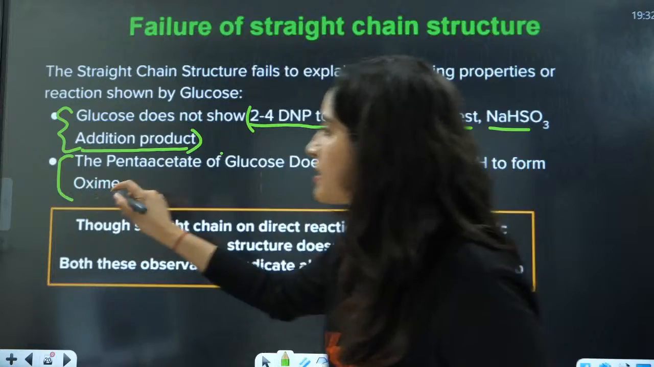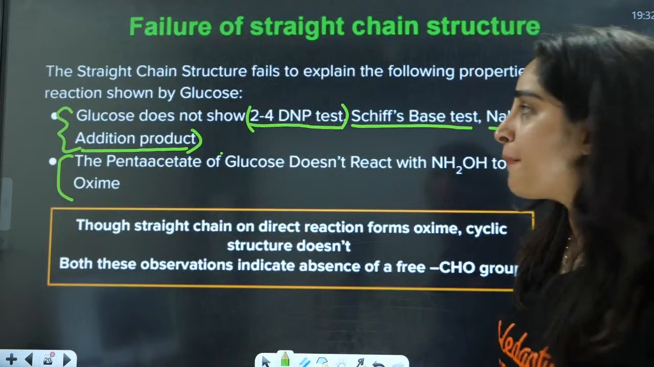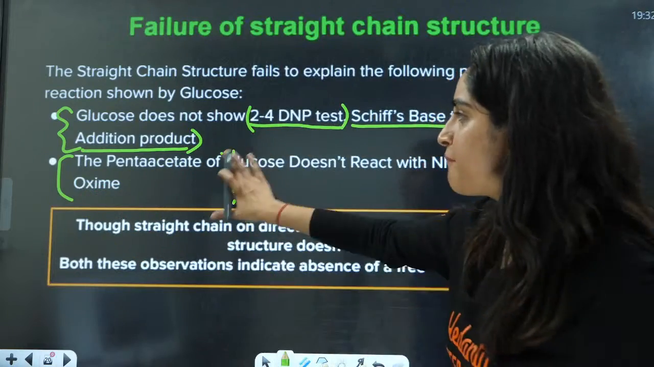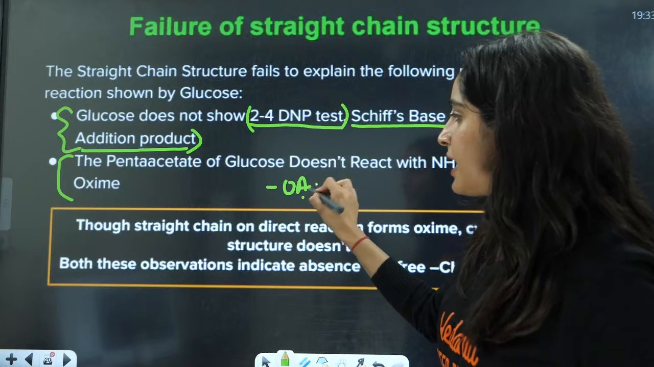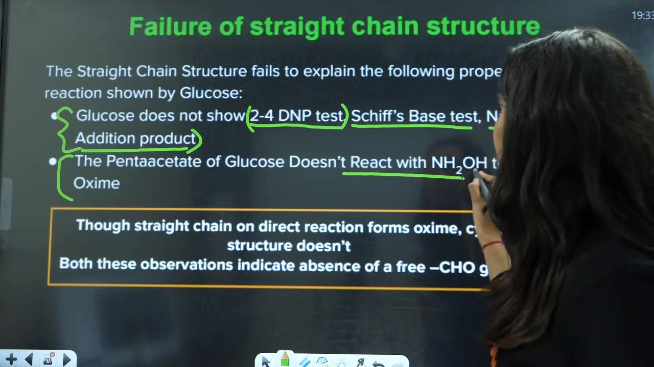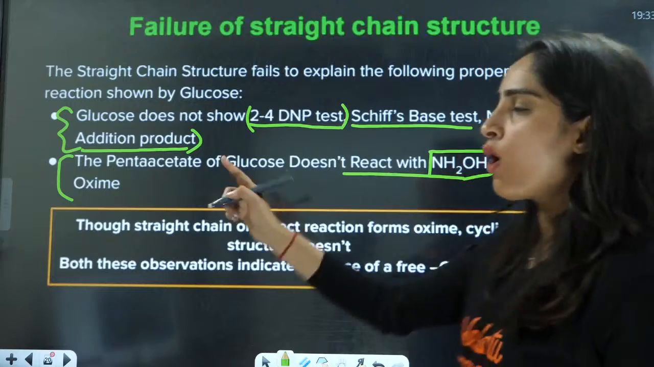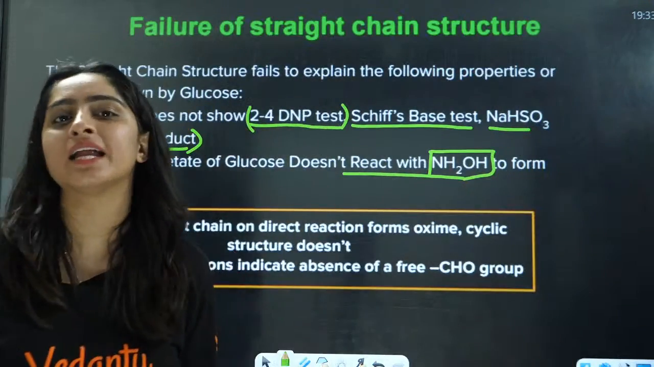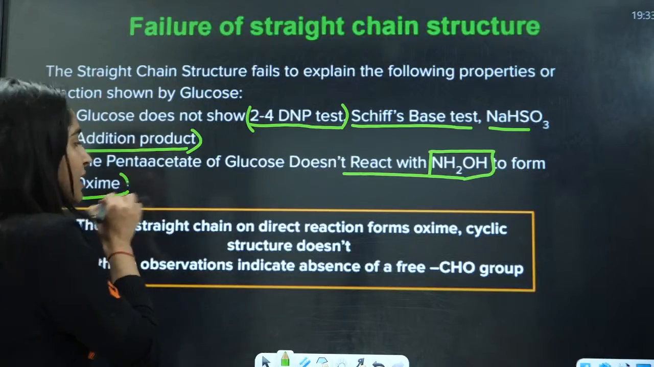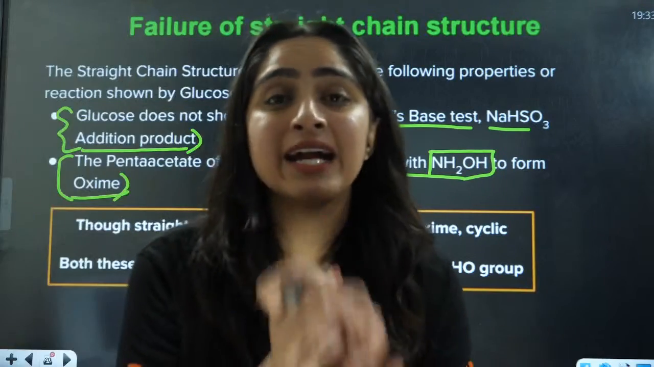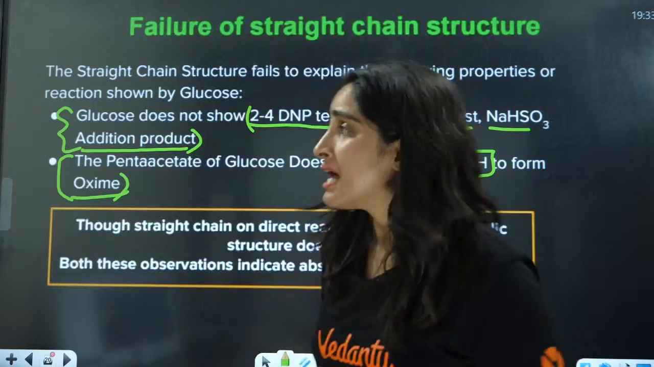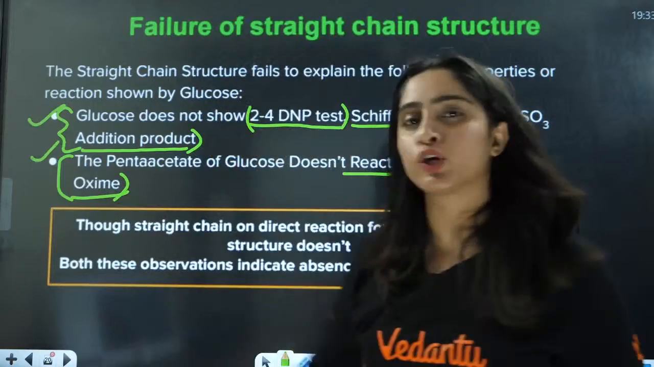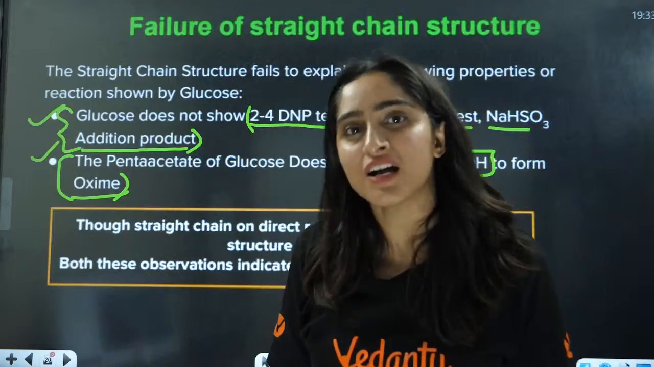Now, this is the pentaacetate, meaning OAc. The pentaacetate does not react with NH2OH to form oxime. That means again the aldehydic group is not free. We have two examples showing why we say that the aldehydic group is actually not free in the glucose structure.